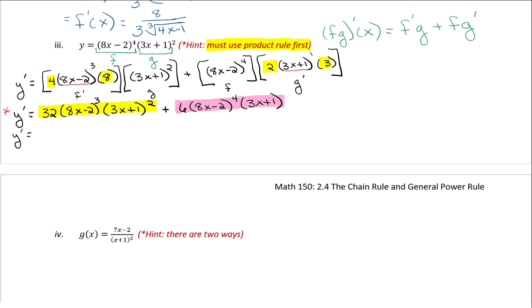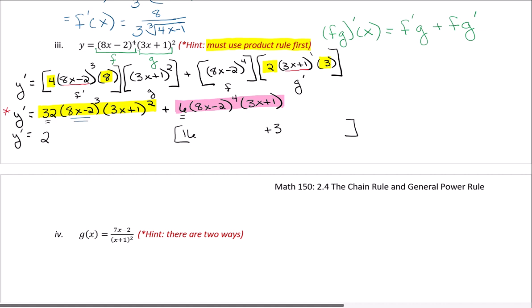So in this first one, we have a 32 and a 6. Their GCF is a 2. So factoring out that 2 from that first 32, that leaves us with 16. Factoring out a 2 from that 6, that leaves us with a 3.